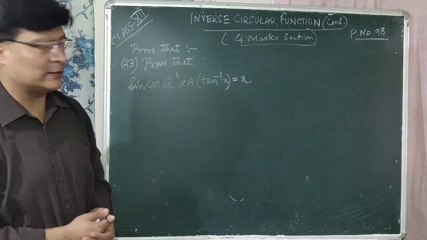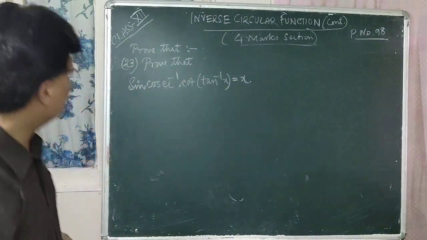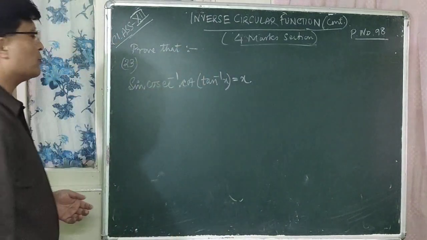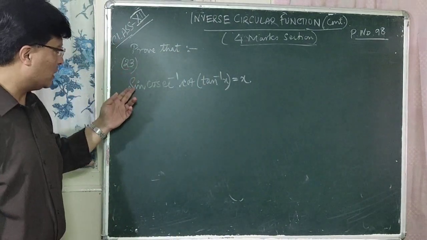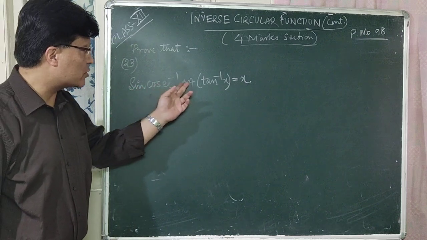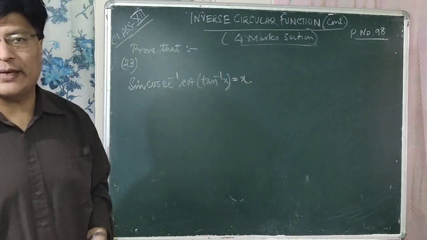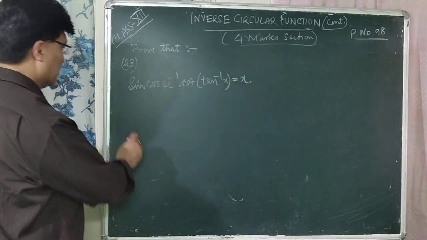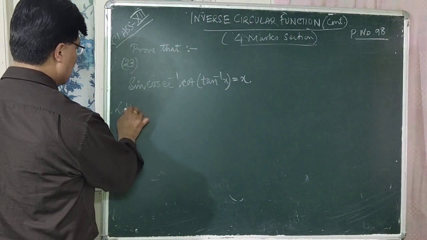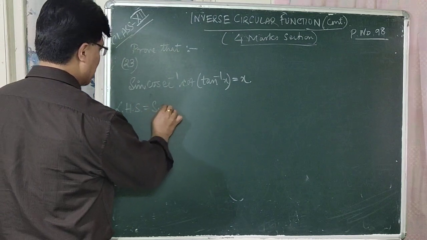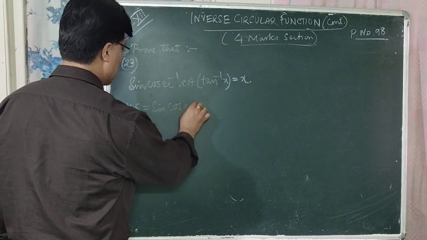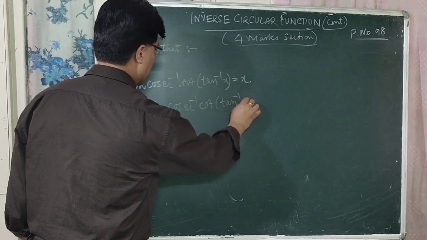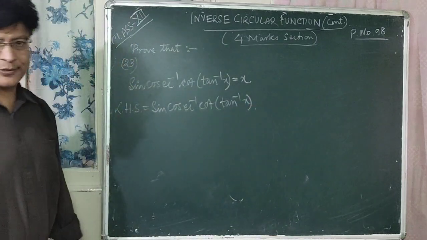Let us prove that. Question number 23: sine, cosec inverse, cot, tan inverse x is equal to x. So you should prove LHS is equal to RHS here, right? So LHS is equal to sine, cosec inverse, cot, within bracket, tan inverse x.